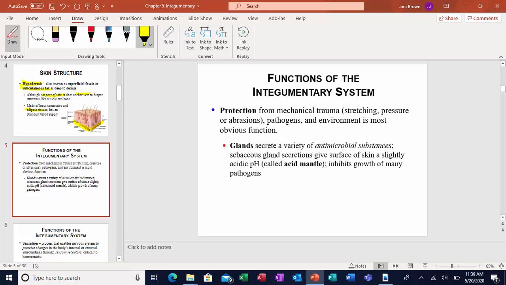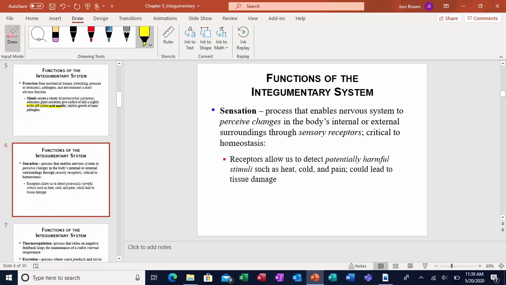Your sebaceous glands cause your skin to be slightly acidic, and so a lot of organisms, pathogens, diseases, viruses, and bacteria cannot live in that acidic pH, so that helps us. Also, the skin provides for sensation because it's got a lot of sensory receptors there, and they can detect harmful stimuli of any kind, like hot, cold, pain, pressure, anything that can cause tissue damage.